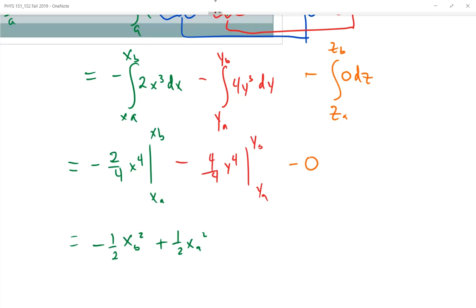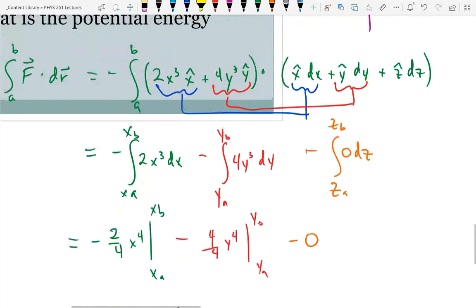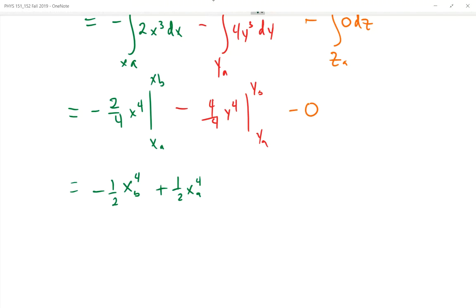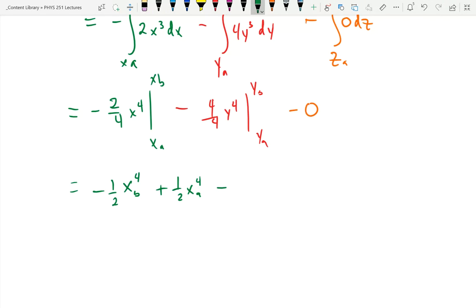Yes, that I did wrong. The sign was correct. The exponent, not so correct. That's why, because it's the lower limit. Upper limit minus lower limit. So this is the upper minus lower. And then likewise, the upper limit minus the lower limit. So that's my change in potential energy.